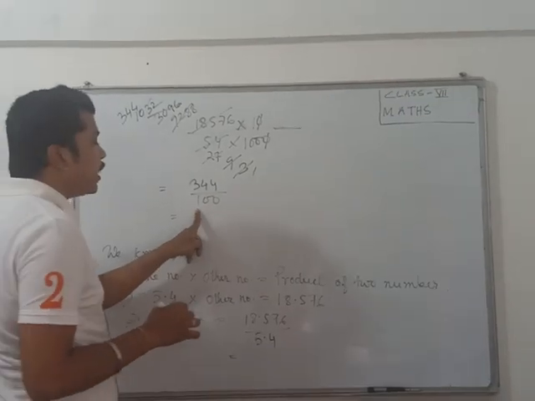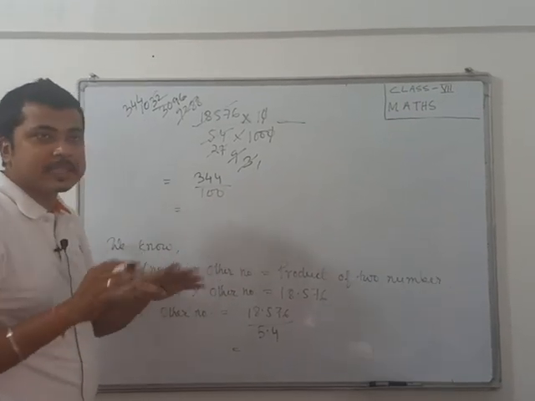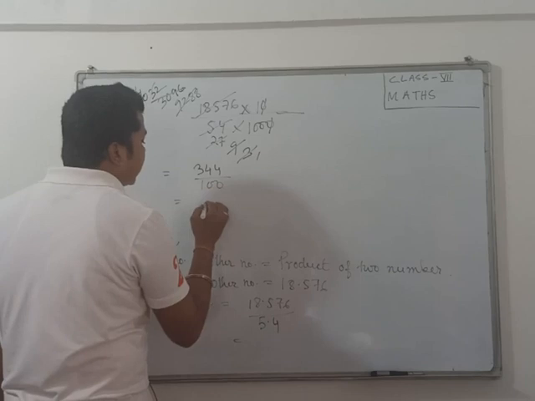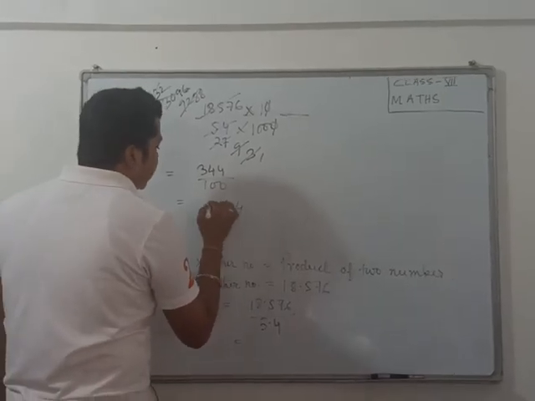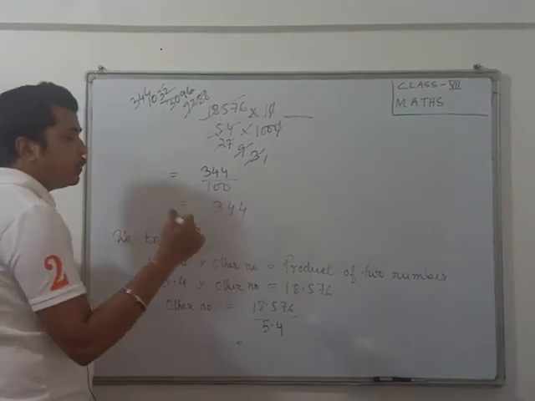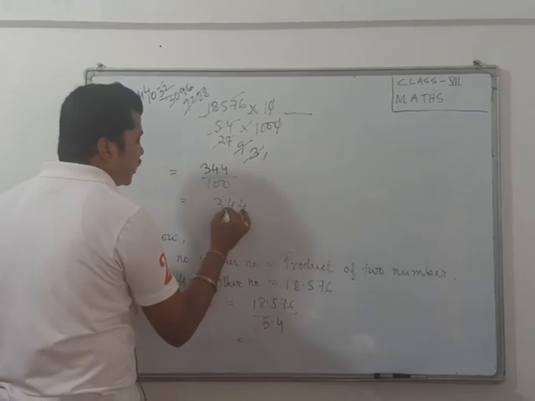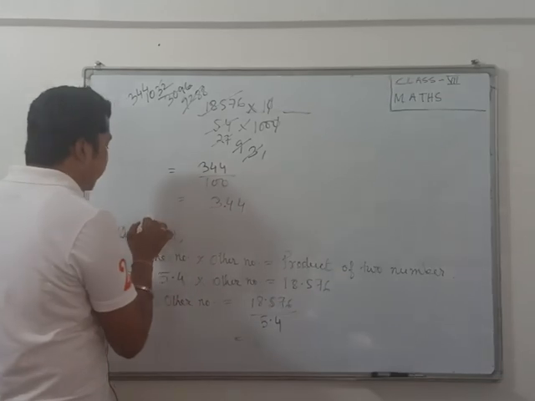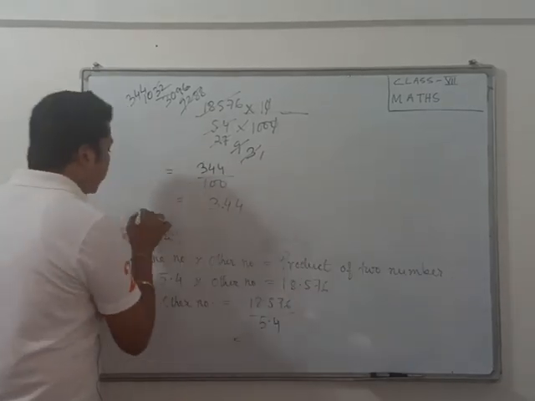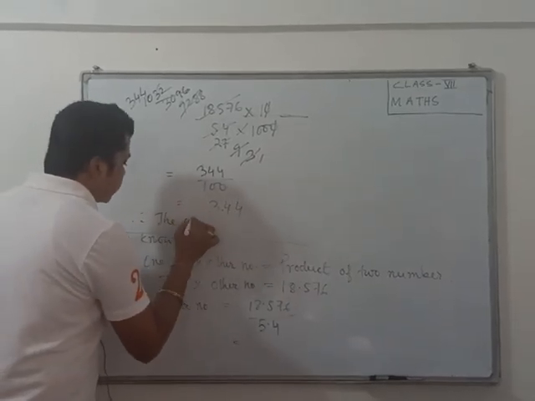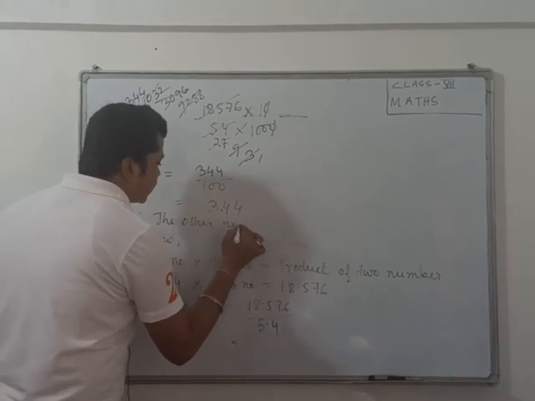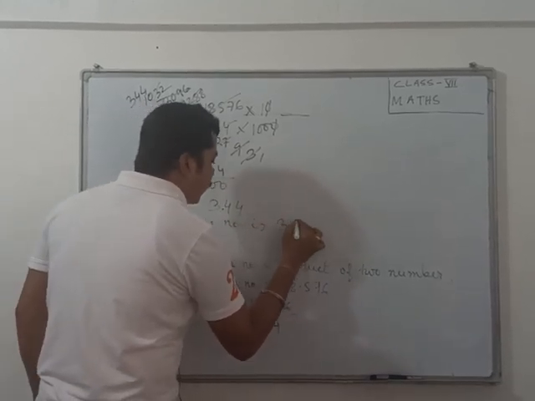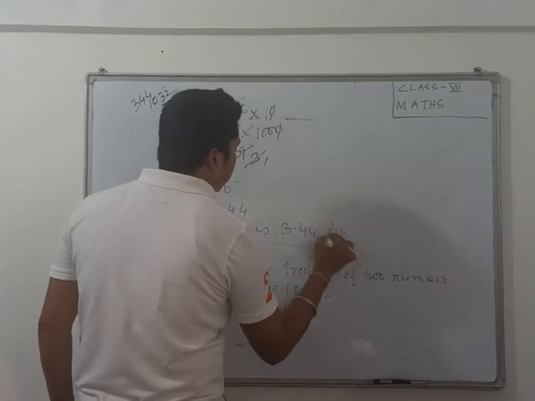Okay, in your denominator if you have 10, 100 or 1000, do not cancel it. Simply what you have to do, write the numerator here, and your denominator you have 2 zeros. That means you have to place decimal before 2 digit. It will be 3.44. Okay, that means how will you write the answer at last? Therefore the other number is 3.44. This is your answer.